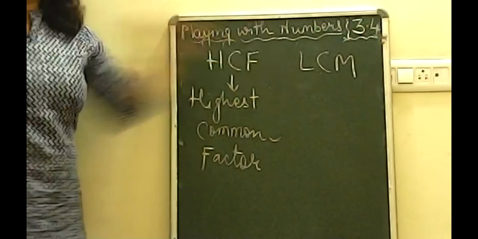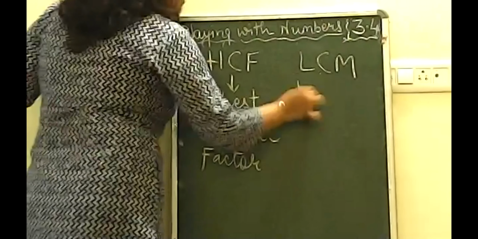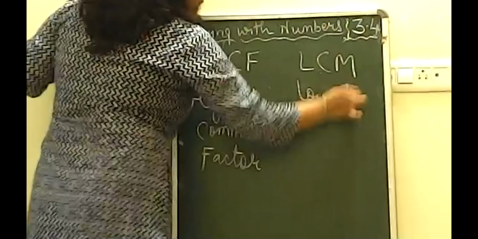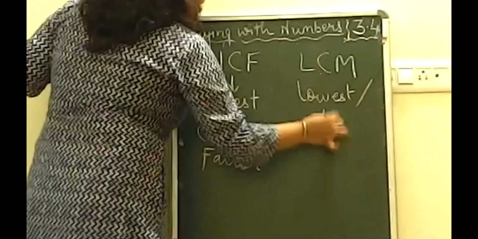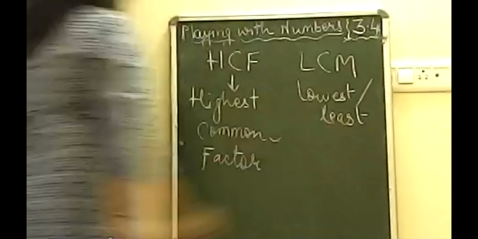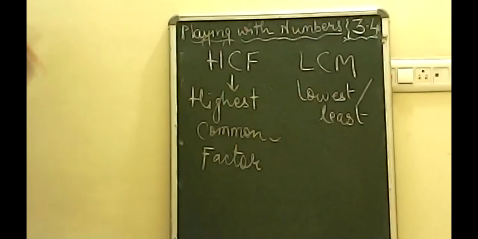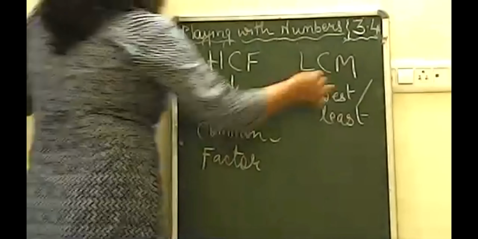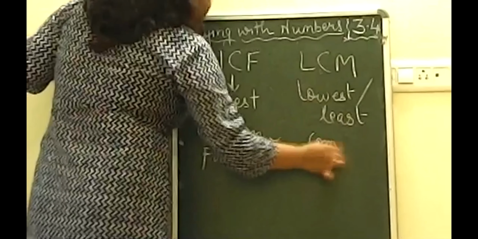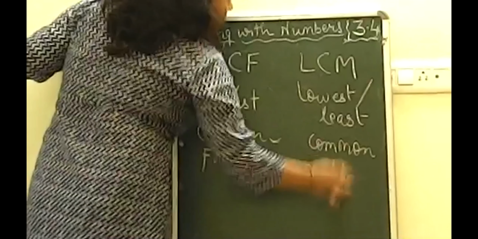Now move on to the LCM. The full form of LCM is lowest, or you can also get least in some books, because both the words are the same. Least means सबसे कम, lowest मतलब भी सबसे कम. So here lowest or least, C for common, and M for multiple.